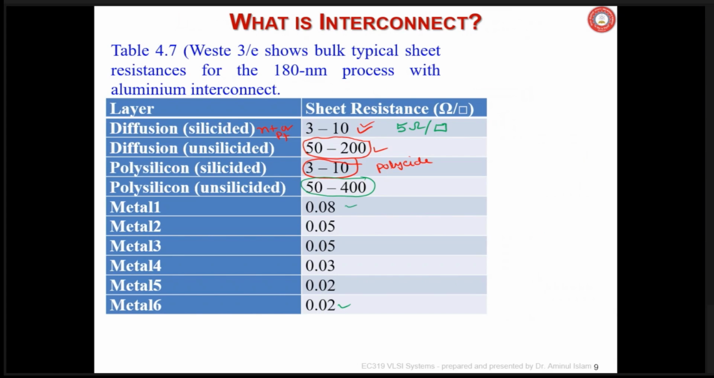Here are some properties of layers. Sheet resistance. You know, what is sheet resistance?